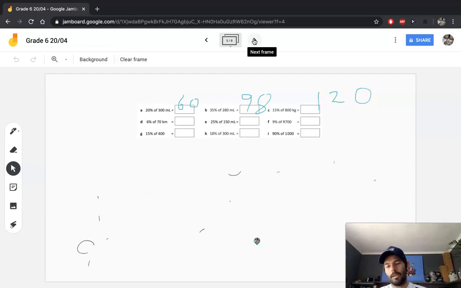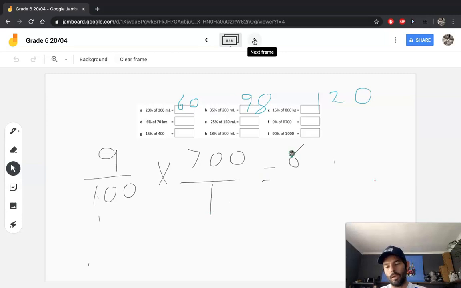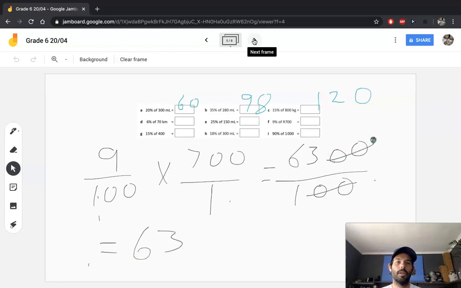Sorry, I'm aware that the lesson is starting to get a bit long, but it's important for you guys to understand this concept. So if I used fractions, I would have done that. 9 times 700, 9 times 7 is 63, and the 2 zeros. Then put it over 100, and we know that that's going to be equal to 63, because these zeros simply cancel each other out on division. Okay, cool.